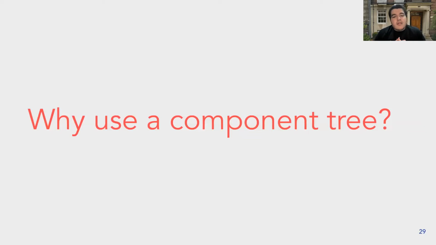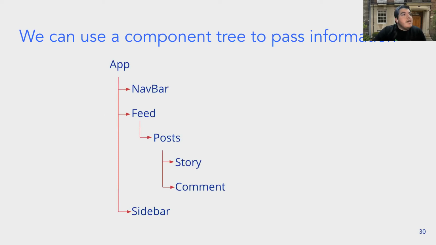Well, it turns out that this component tree actually comes super helpful when we're understanding how to pass information, especially from parent components to child components. And this diagram here uses arrows to indicate the direction at which information is passed down. Notice right now, we're only talking about downward information. We'll talk later this week about how you can pass information back or around. But for now, we're only talking about information going downwards.